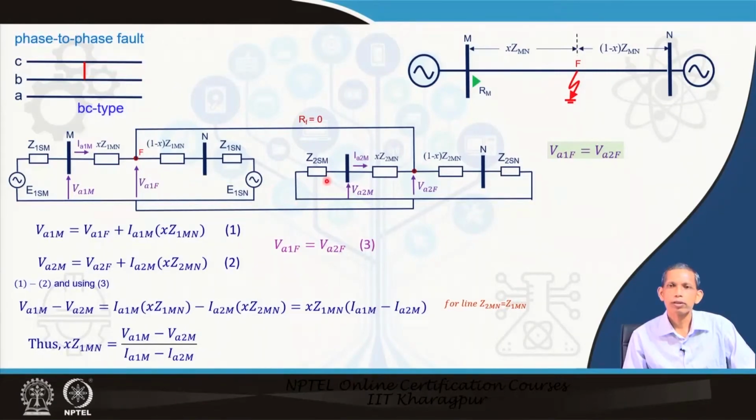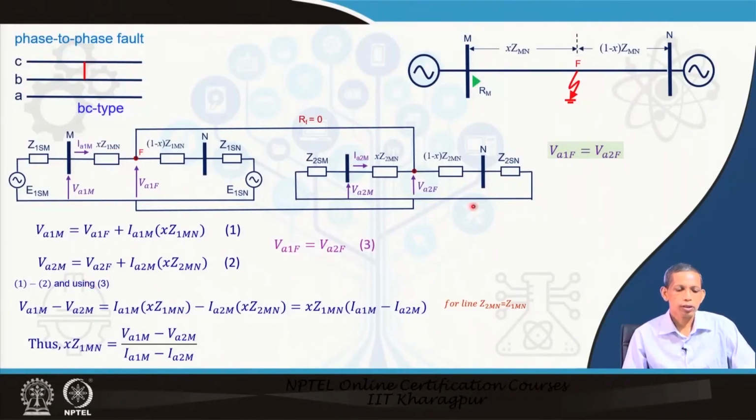So, they are connected like this, and we see here that VA1f equals VA2f at the fault point. So, that is the relation for the BC fault, VA1f equals VA2f. This relation is obtained from this sequence diagram for this case of BC type fault.